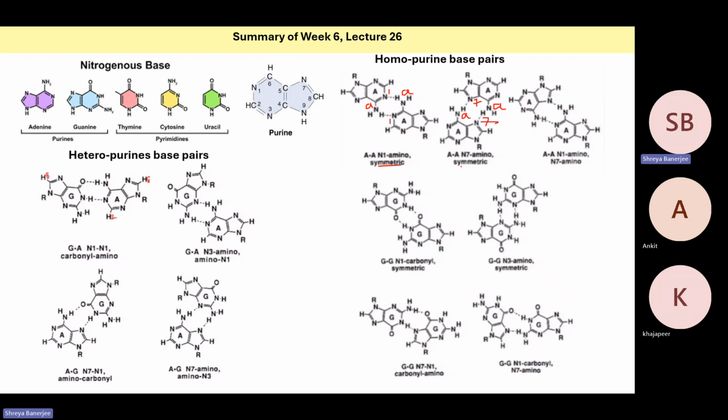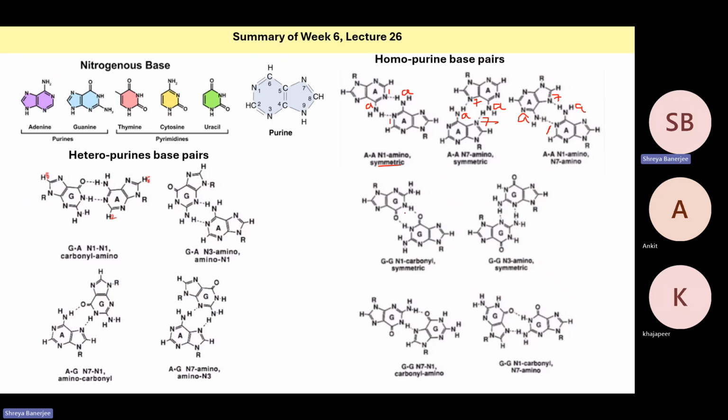This is also symmetric. You can have unsymmetric or asymmetric base pairing also, where N1 is binding to amino and N7 is binding to amino. So these are two different kinds of hydrogen bond. That is why this is an unsymmetric hydrogen bonding. Then you can have GG base pairing similarly.